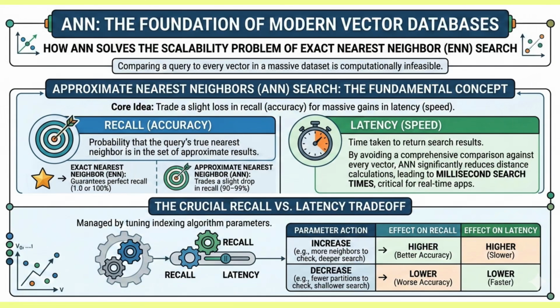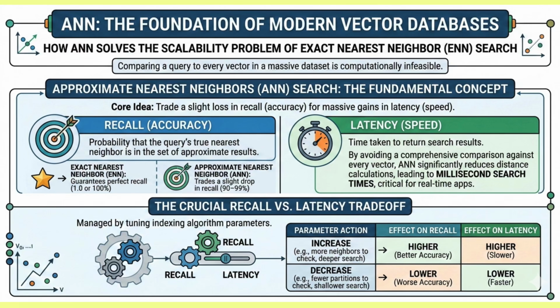ANN is the foundation of modern vector databases. It solves the scalability problem of exact nearest neighbor search, where comparing a query vector to every single vector in a massive dataset is computationally infeasible. The core idea of ANN is to trade a slight loss in recall or accuracy for massive gains in latency or speed. So what is recall or accuracy?